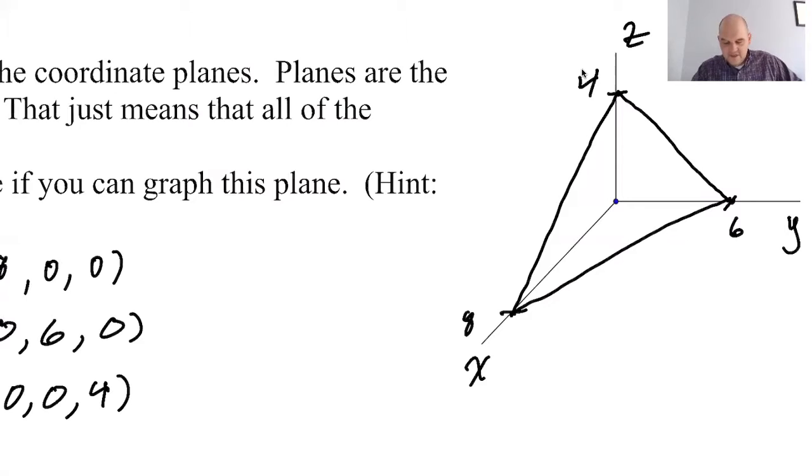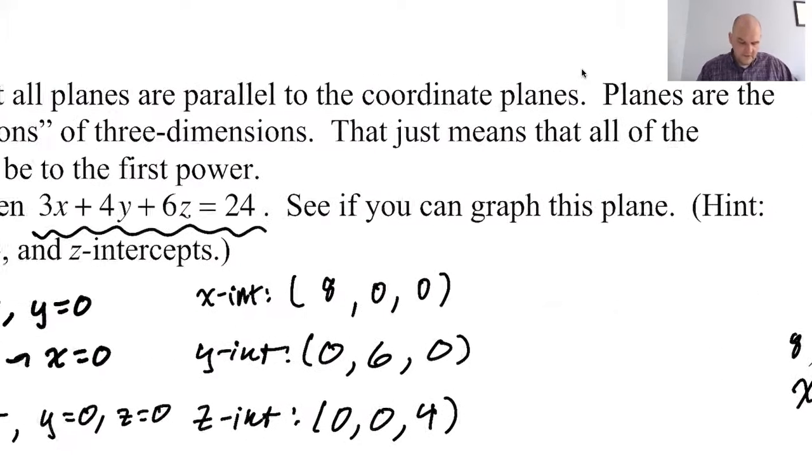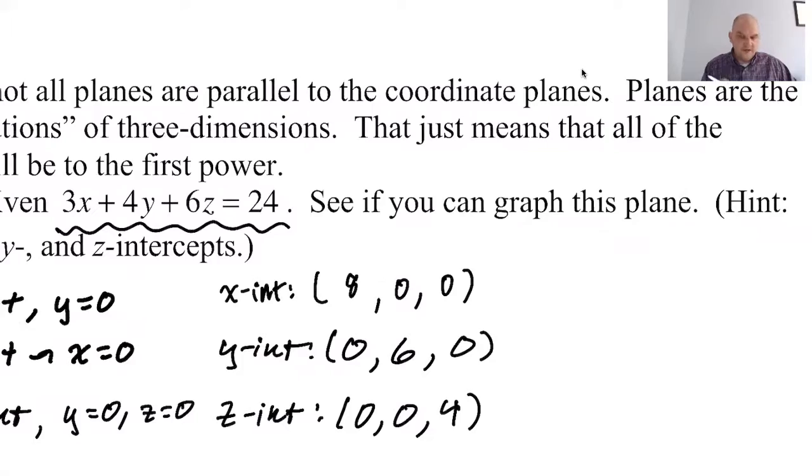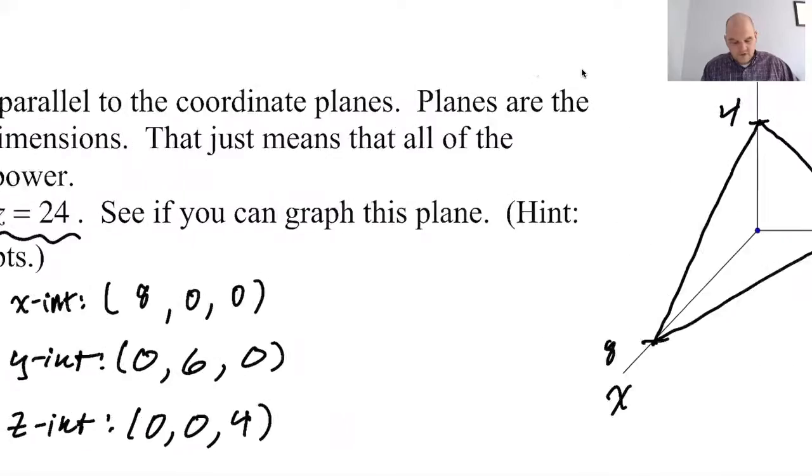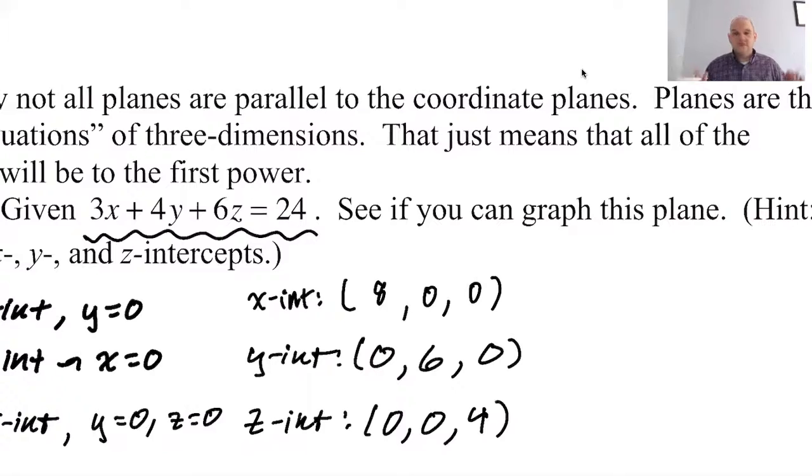If you look at it, you can see that you've got a really interesting figure there. It's called a tetrahedron. It has 4 faces. There's the face that's in the XY plane, the face that's in the XZ plane, a face in the YZ plane, and then there's a face that is in the plane 3x plus 4y plus 6z equals 24.